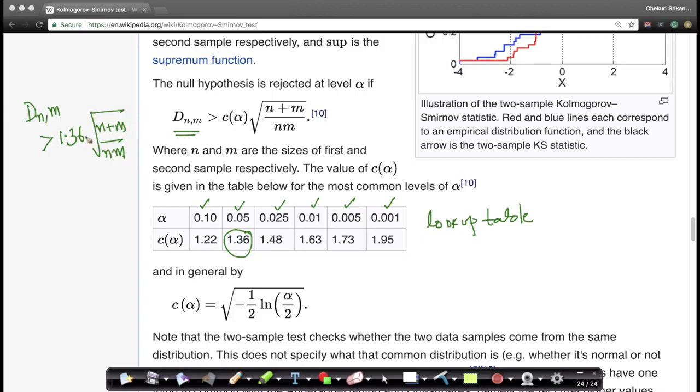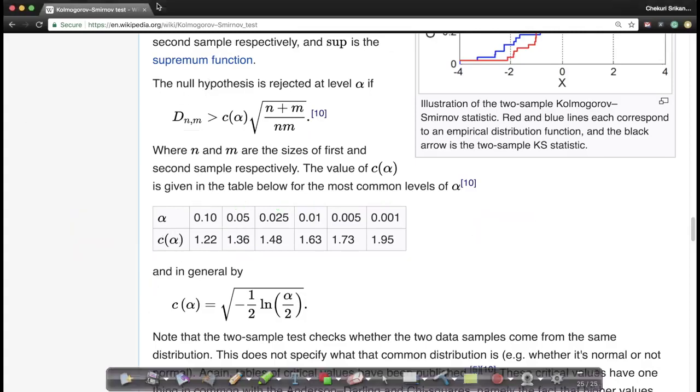Let's simplify this for simplicity. Let's assume your n is large, let's say 1,000, and let's assume your m is 5,000. Let's see what this value turns out to be. I'll simply use Google to our advantage now. So let's just go and Google it up.